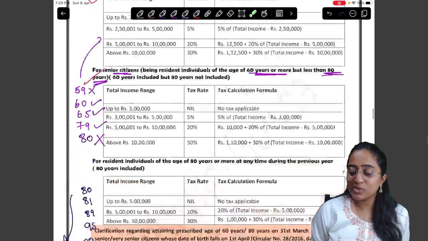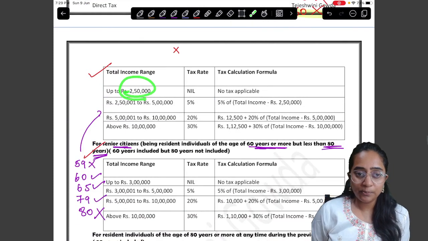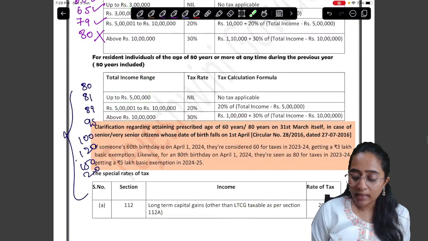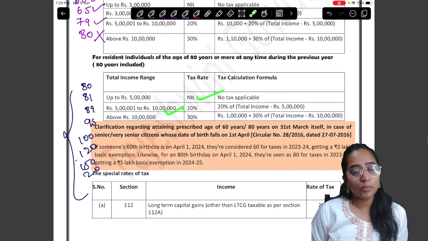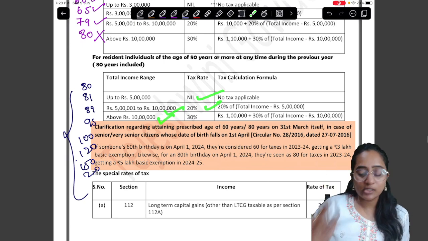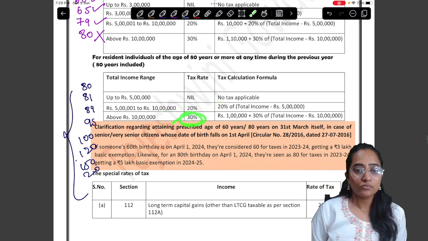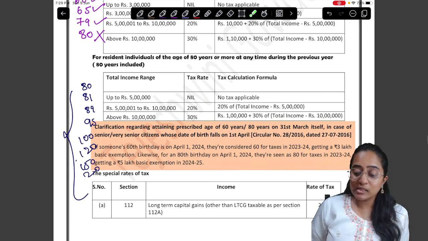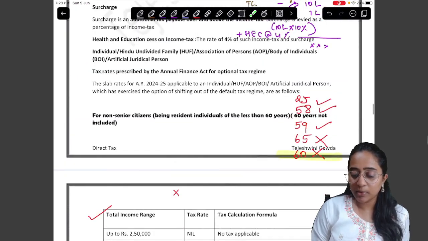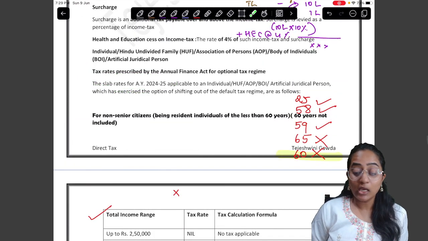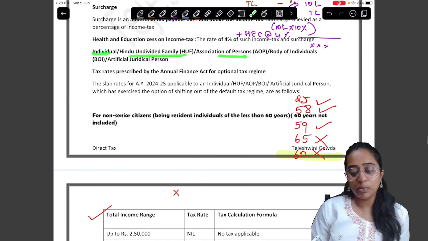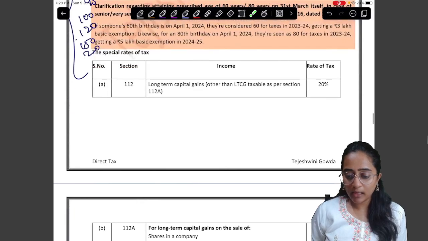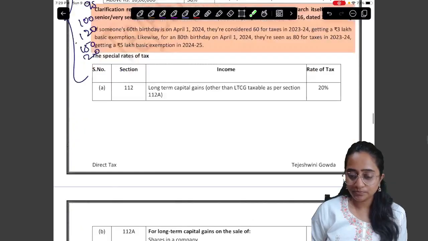See here, the basic exemption limit has changed. Here it was 2.5, here it is 3, and here it is 5. Remember, up to 5 lakh it is nil. 5 to 10 lakh, it is going to be 20%. Above 10 lakh, it is going to be 30%. This is the slab rate applicable for AY 24-25 for individuals, HUF, AOP, BOI, AJP. So much. Clear? Everyone? Done?